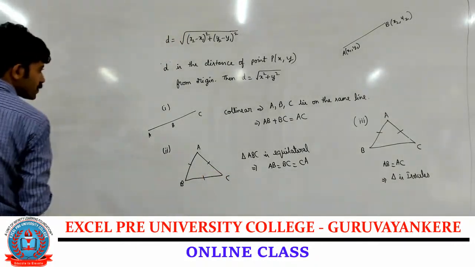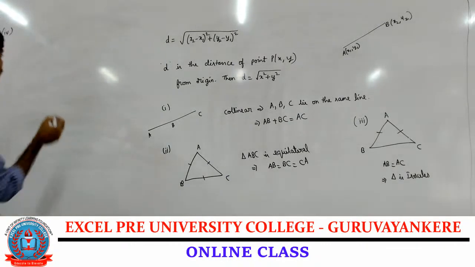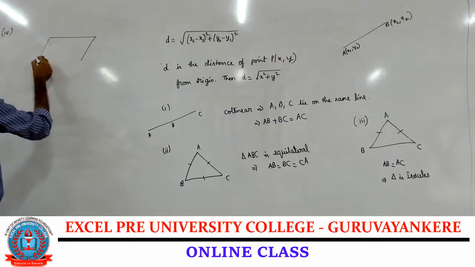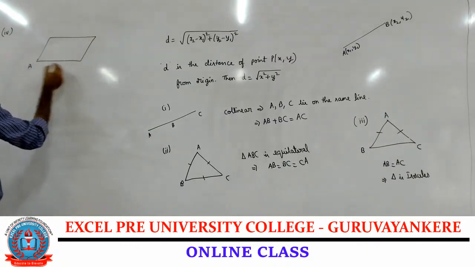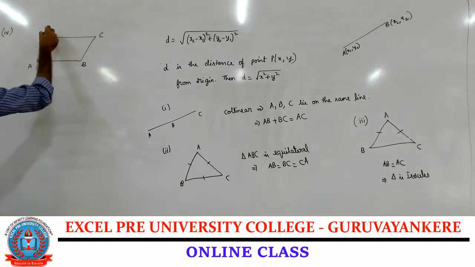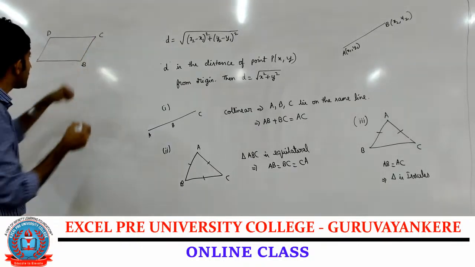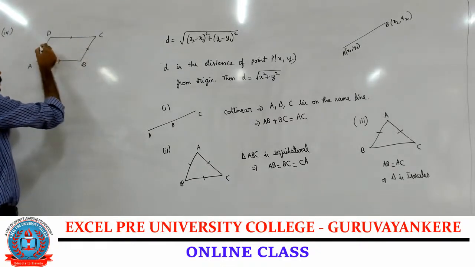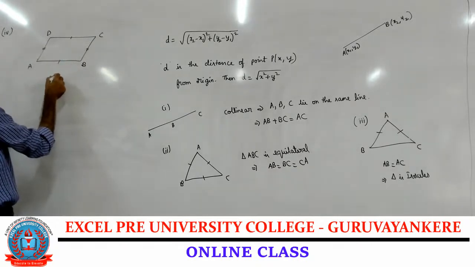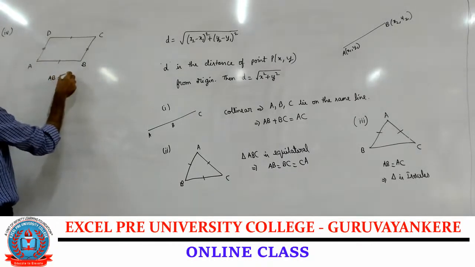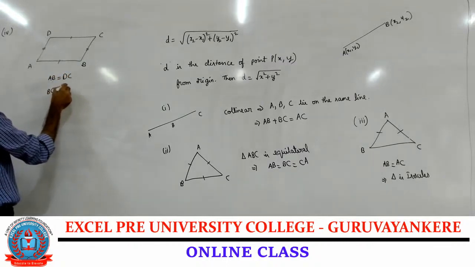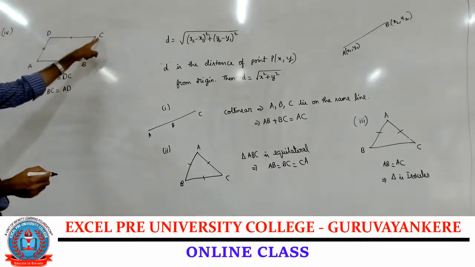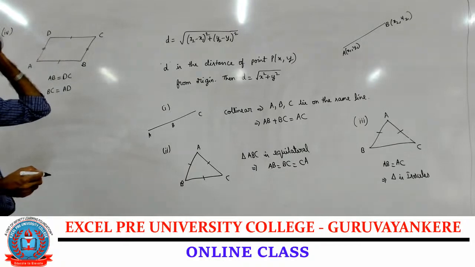Next we can have different types of parallelograms. In a parallelogram the opposite sides are equal and parallel, you must know this. ABCD is a parallelogram, opposite sides are equal and they are parallel. AB is equal to DC and BC is equal to AD. Length of the sides are equal.